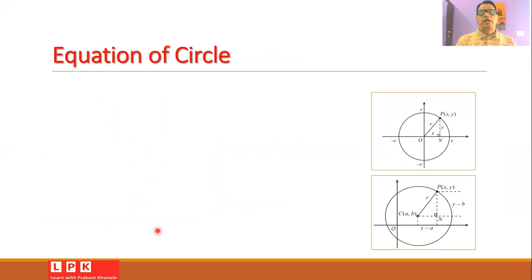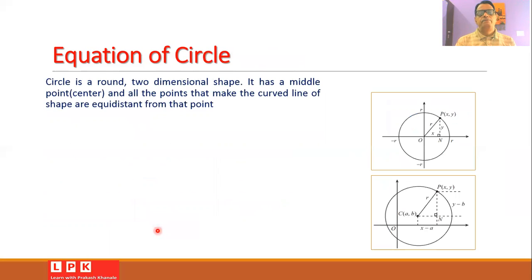It is also possible that we can obtain the equation of a circle. Circle, as we know, is a round two-dimensional shape. It has a middle point, which is called the center, and all the points that make the curved line of the shape are equidistant from the center. So whenever we have a center, all the points on the circle are at the same distance from the center.